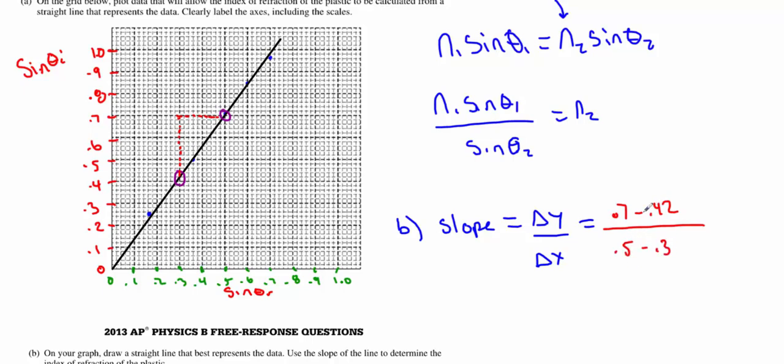I think it's also very important to show this work. That way you can prove that you are indeed using your data values from the graph. Alright, I'm going to calculate this, be right back. Alright, when I do this, I get a value of 1.4.